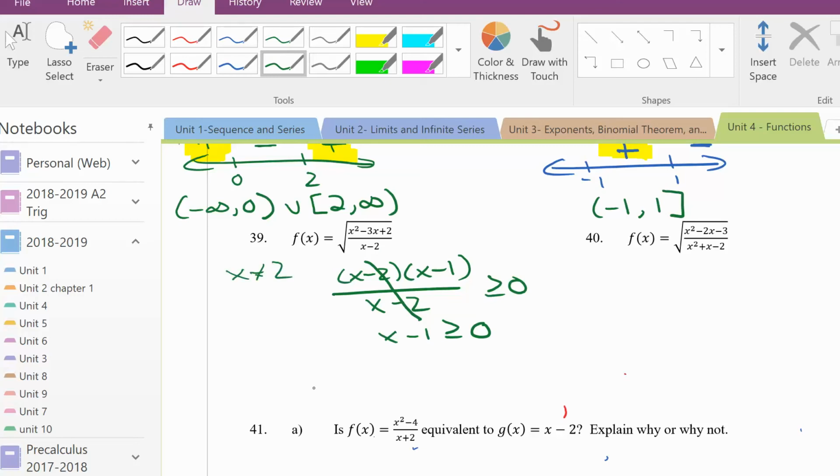So the numbers, x minus 1 greater than or equal to 0. If you put in 0, it's negative. Put in 2, it's positive. The only thing is it can't equal 2 as well. So the domain is from 1 to 2 union 2 to infinity.